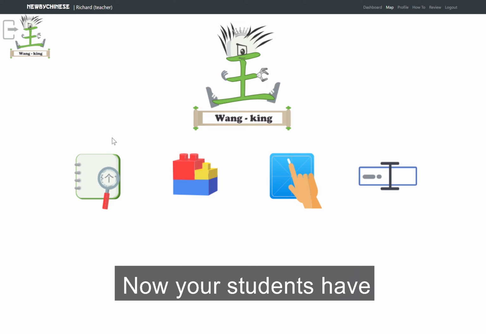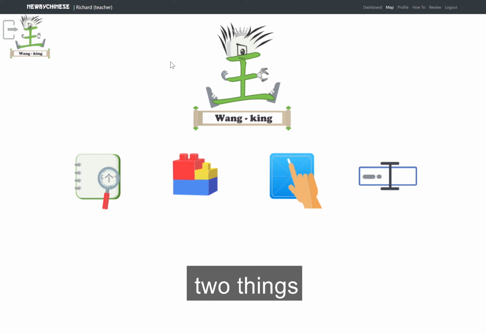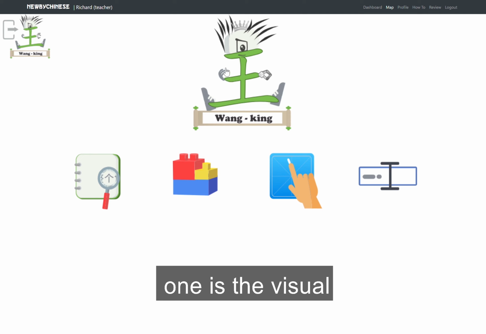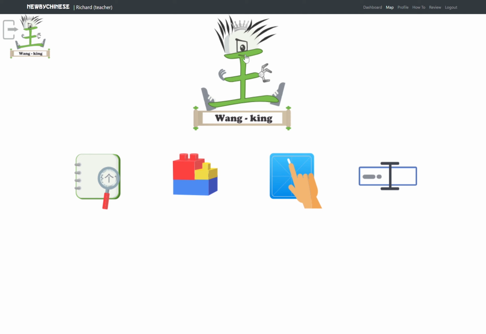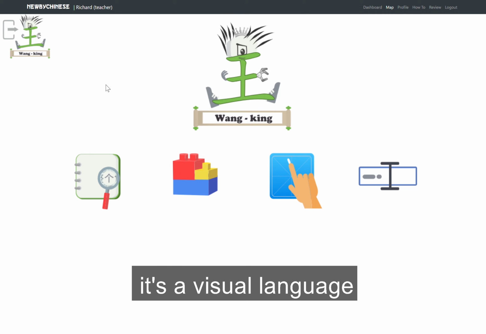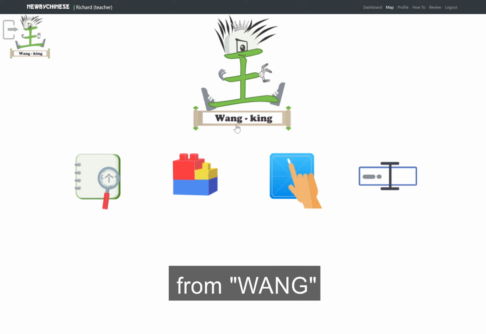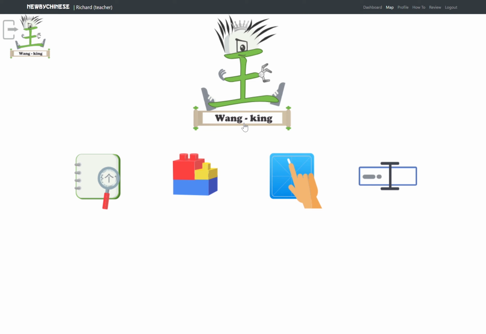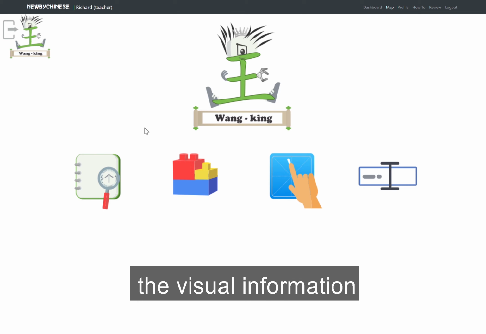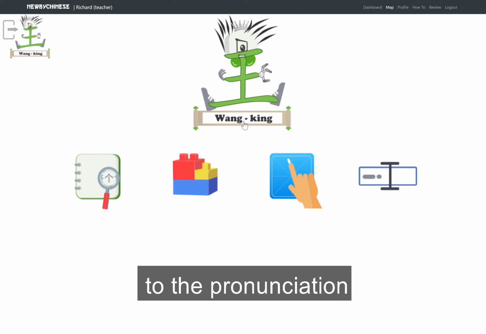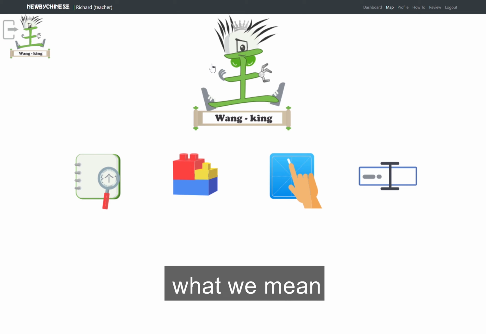Okay, cool. Now your students have 2 things, quite different things. One is the visual information, these 4 lines. 1, 2, 3, 4. These 4 lines. Visual information, it's a visual language. And they also have this ANG sound, this Wang, Ang from Wang. And we're going to do 2 very different things. We're going to deal with the visual information separately than the pronunciation information. And you're going to see what we mean.